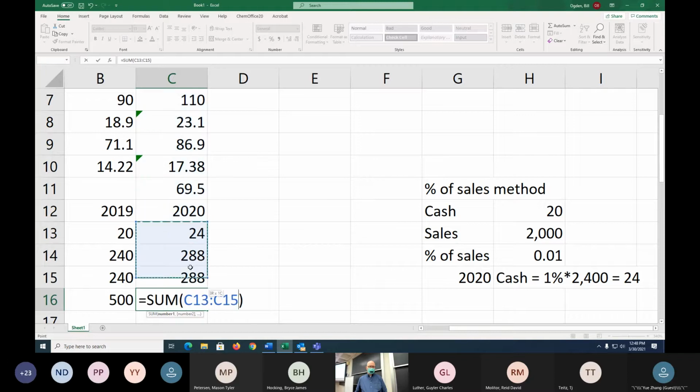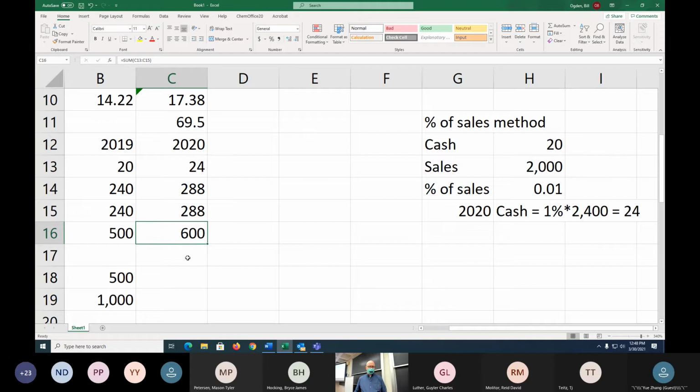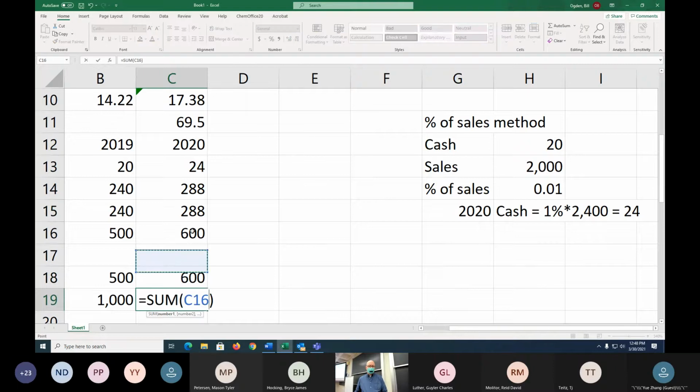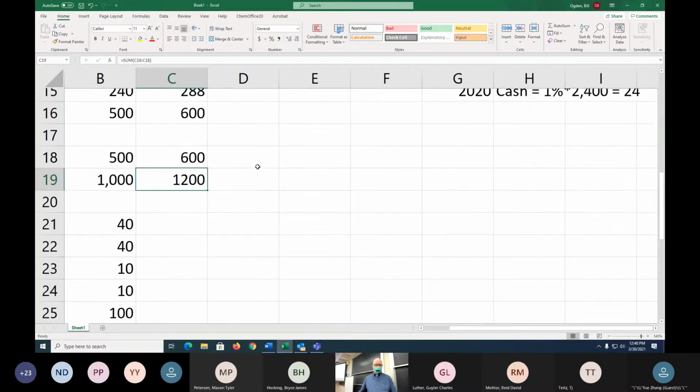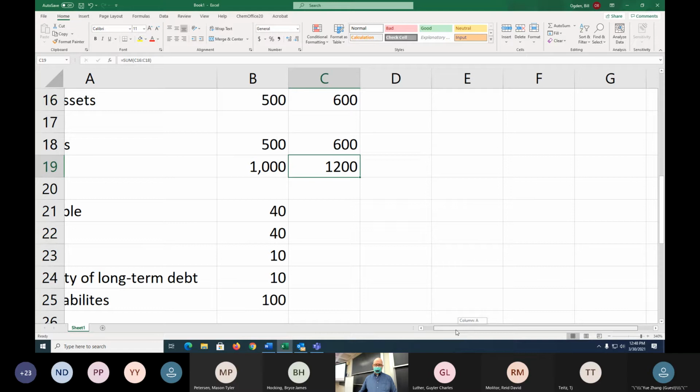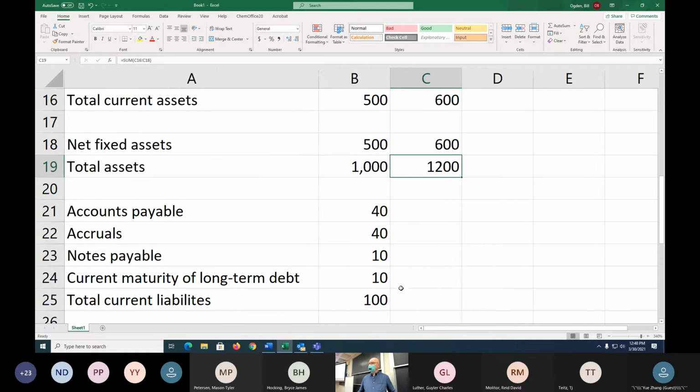Oh boy, don't want to do that, do we? All right, we get 600, and then we'll do the same thing for net fixed. We'll increase those by 20%, and then obviously we'll get a total here, won't we? $1,200. All right, let's continue on the right side of the balance sheet.